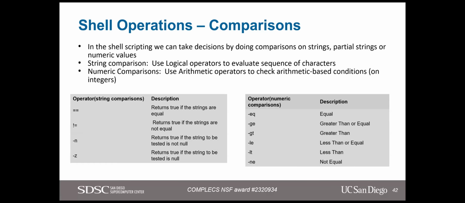Shell operations. In shell scripting, we make decisions by doing comparisons on strings, partial strings, or numeric values. With string comparisons, we use logical operators to evaluate. With numeric, we use arithmetic operators. This is the list of the operators that we can use.